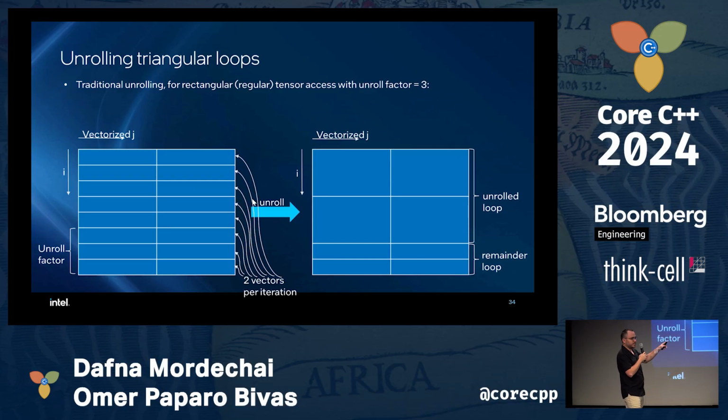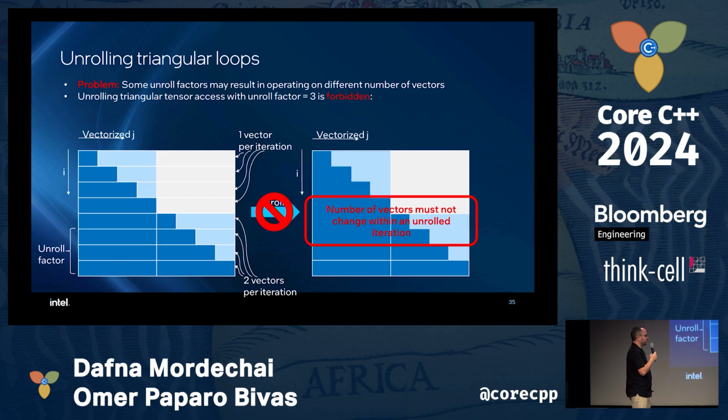So what I want you to notice in this slide, we are still in the traditional case, in the rectangular case. I want you to notice that first, the unrolling is done on the I loop this time, the outer loop, and that all the iterations before the optimization work on the same number of vectors, in this case 2 vectors. This will not be the case for triangular access, as shown on screen now. You can see that the upper 4 iterations work on 1 vector, and the bottom 4 iterations work on 2 vectors. So, for example, an unroll factor of 3 will not work here, because within an unrolled iteration, we can only work on the same number of vectors. We cannot change that in the middle of an iteration, only between iterations.